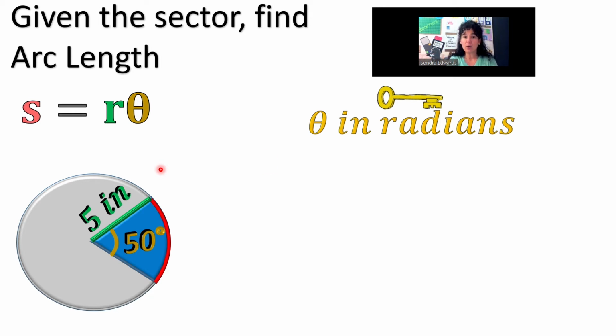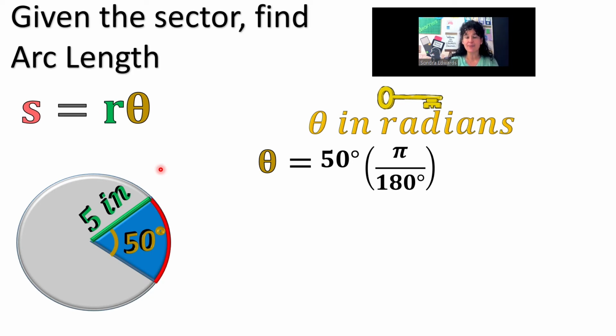So starting with 50 degrees, we need to convert that into radians. To do that, we just multiply by pi over 180 degrees. 50 is over 1, so multiplying straight across, we have 50 pi over 180. We might want to simplify that by dividing the numerator and denominator by 10. So the angle measure in simplified form is 5 pi over 18.